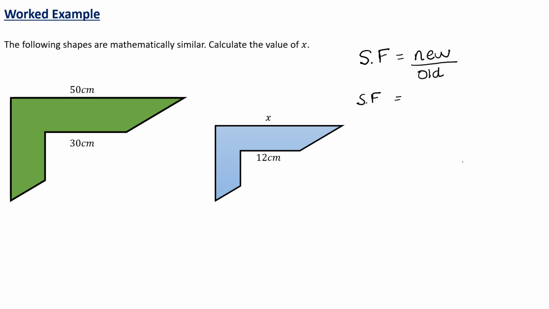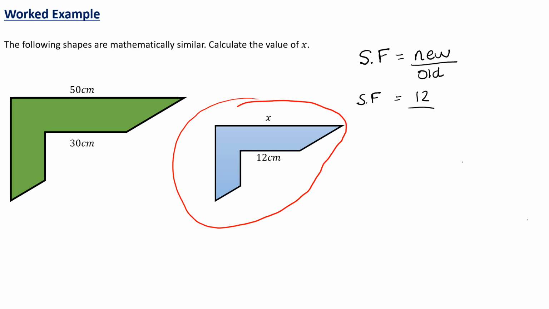The new shape is the shape with the unknown. So in this case, my scale factor is going to be 12 over 30. Got a few options. We could simplify this fraction to 2/5. So my scale factor is 2/5. That means that from here to here, I'm multiplying by 2/5. Therefore, to work out x, we're going to do 50 multiplied by 2/5.